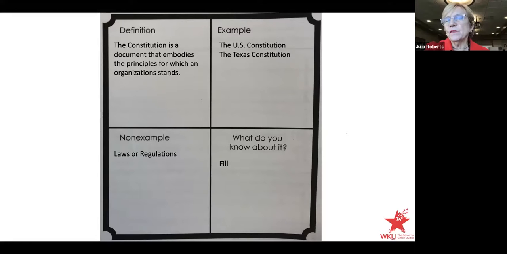And I want you to see that pre-assessment does not take a lot of time.